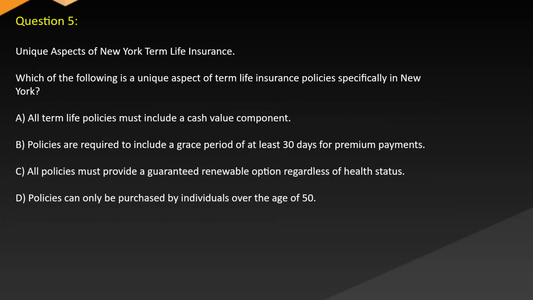Question 5. Unique aspects of New York term life insurance. Which of the following is a unique aspect of term life insurance policies specifically in New York? A. All term life policies must include a cash value component. B. Policies are required to include a grace period of at least 30 days for premium payments. C. All policies must provide a guaranteed renewable option regardless of health status. D. Policies can only be purchased by individuals over the age of 50.